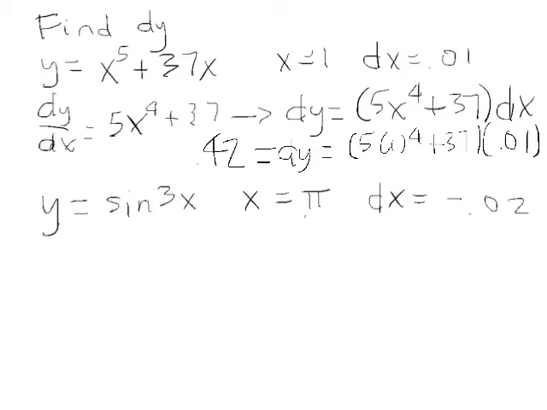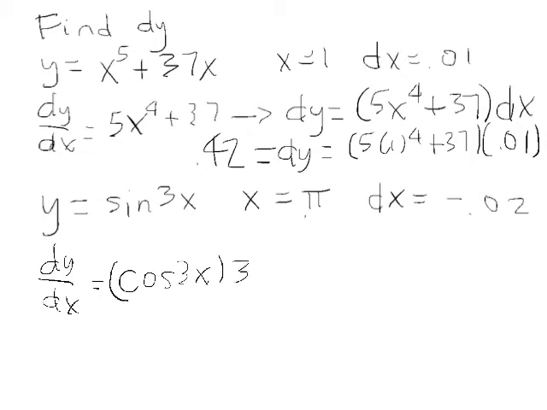Same thing with sine cubed. So when we look at sine of 3x, then you just take the derivative of that. So dy/dx equals the derivative of sine, which is cosine 3x times 3. So there's your derivative, and then we're just going to change it so that it's a differential. dy equals 3 cosine 3x dx.